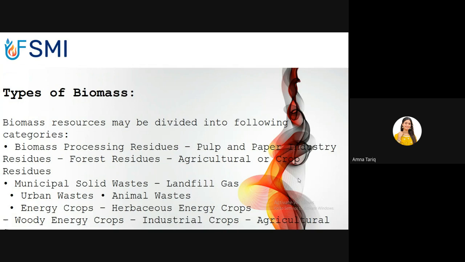Types of biomass. Biomass resources may be divided into the following categories. First is biomass processing residues. These mean industries that process biomass to produce products and waste streams called residues, which have significant energy content.